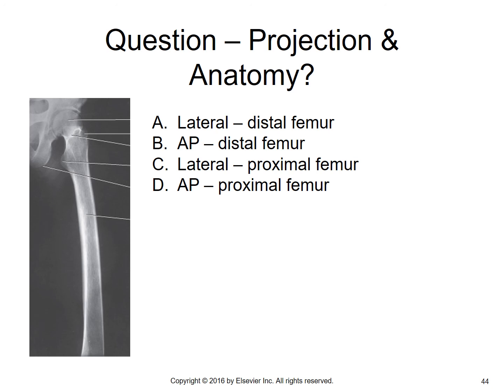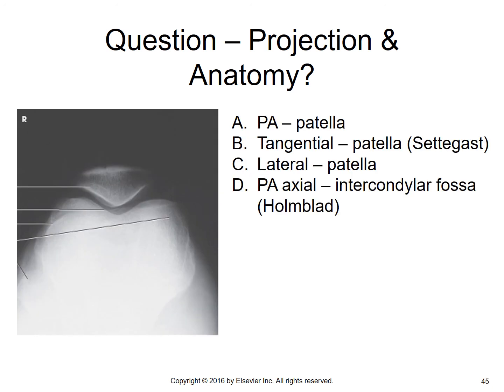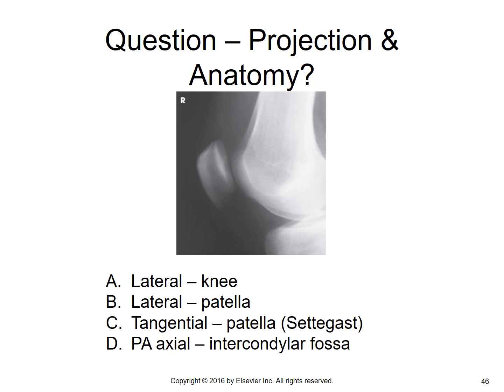Let's look at the next one here. Take a look at your choices. This one should be C. This is the lateral of the proximal femur. Look at this one. Look at your choices. Hopefully you guessed B, the tangential patella, the Settegast method. Look at this one. Take a look at your choices. This one would be B, lateral of the patella.